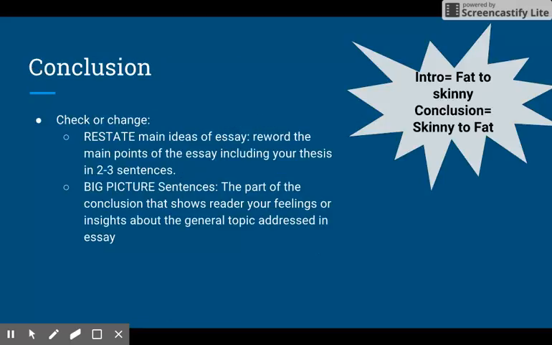Now I want you to think about the conclusion. This is the last paragraph of your paper. And your conclusion has two main parts. You restate the main ideas of the essay, which means you reword the main points of your essay, including your thesis, into 2 to 3 sentences. So this is re-summarizing what you've already talked about. And you want to try to use words that you haven't used before.